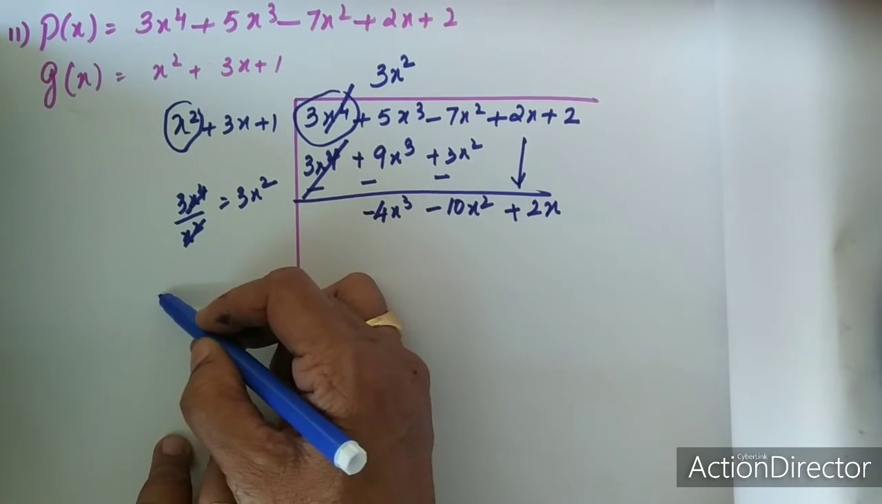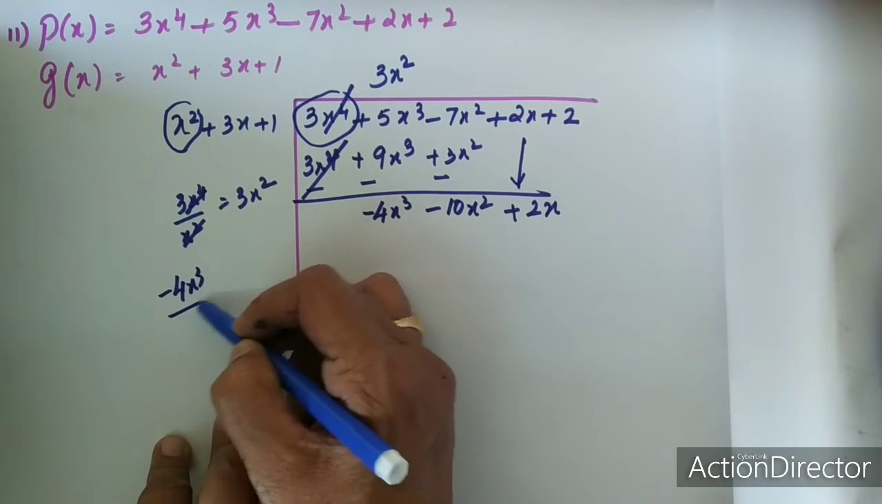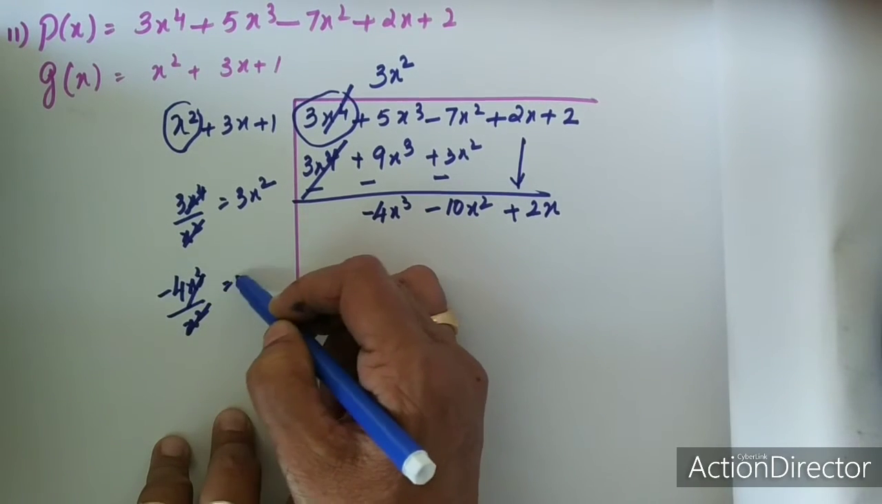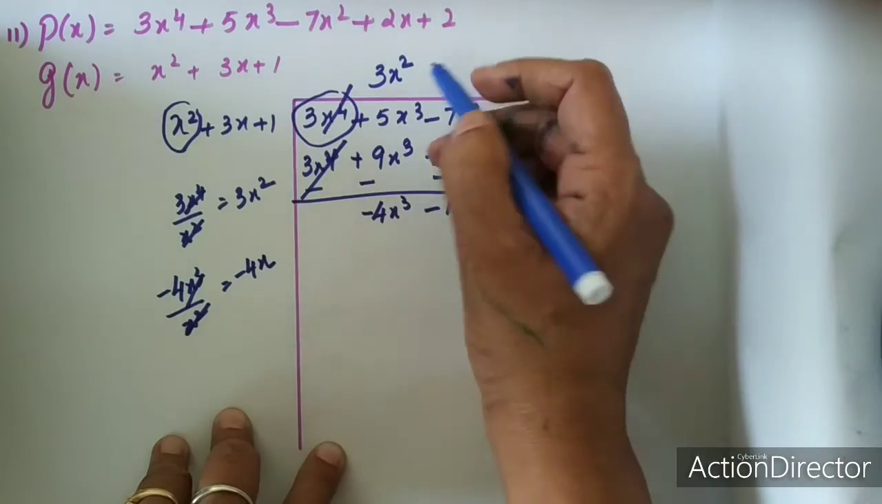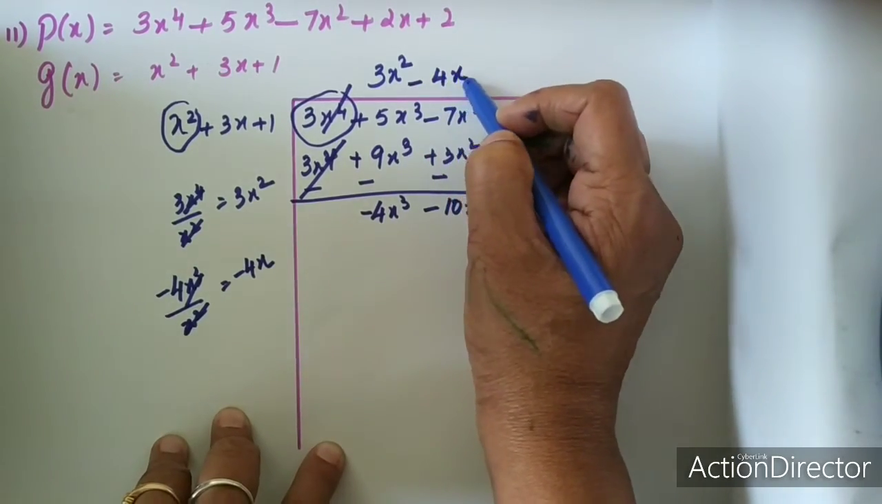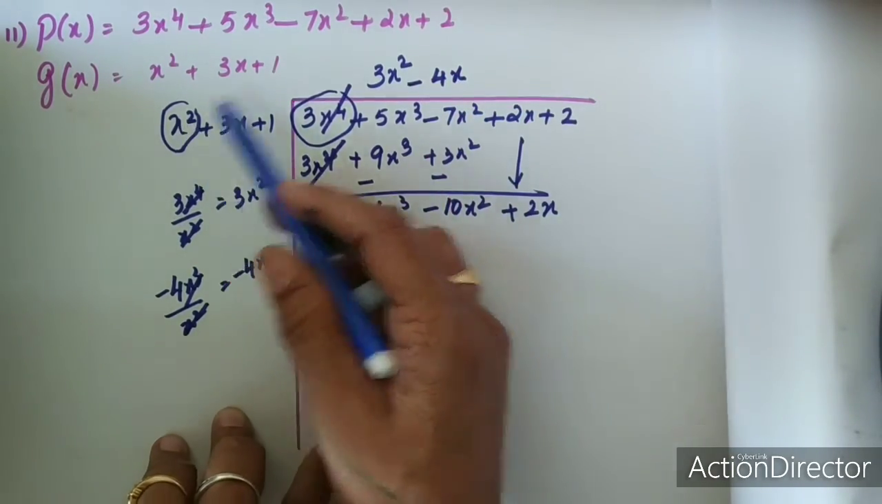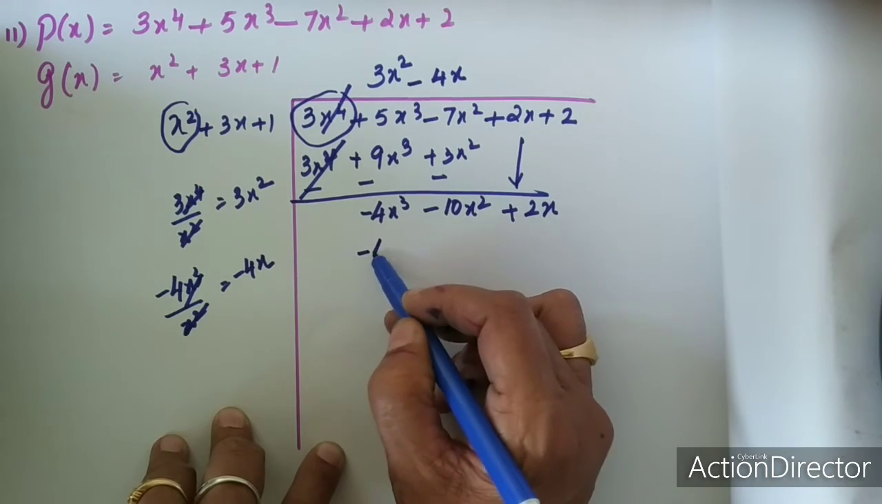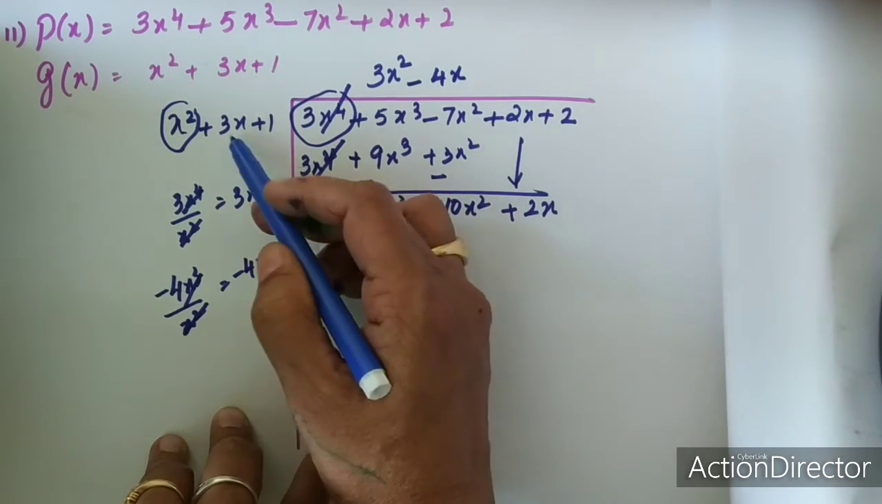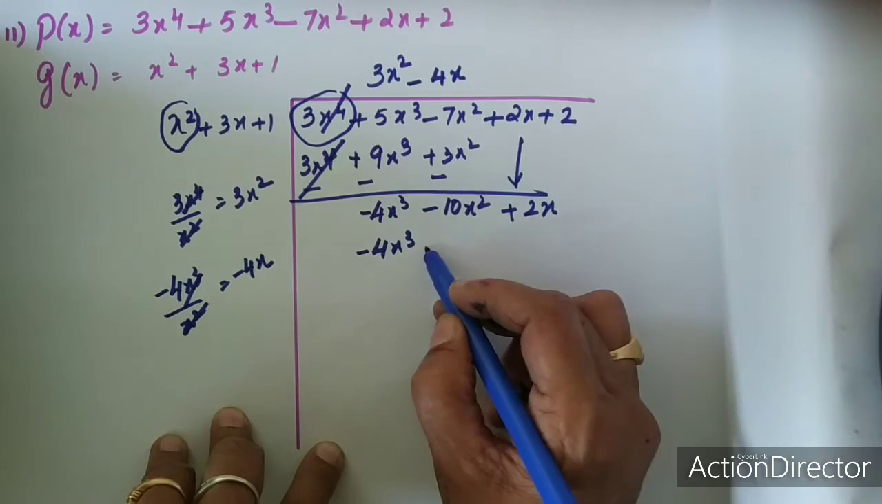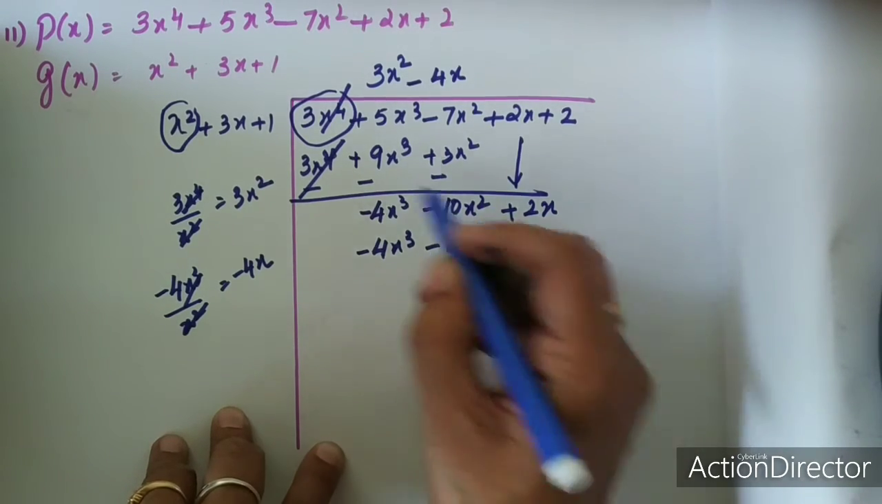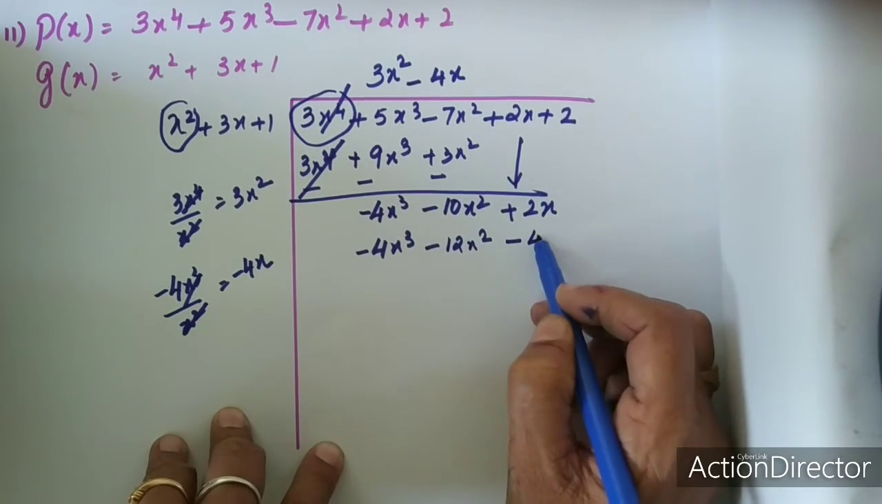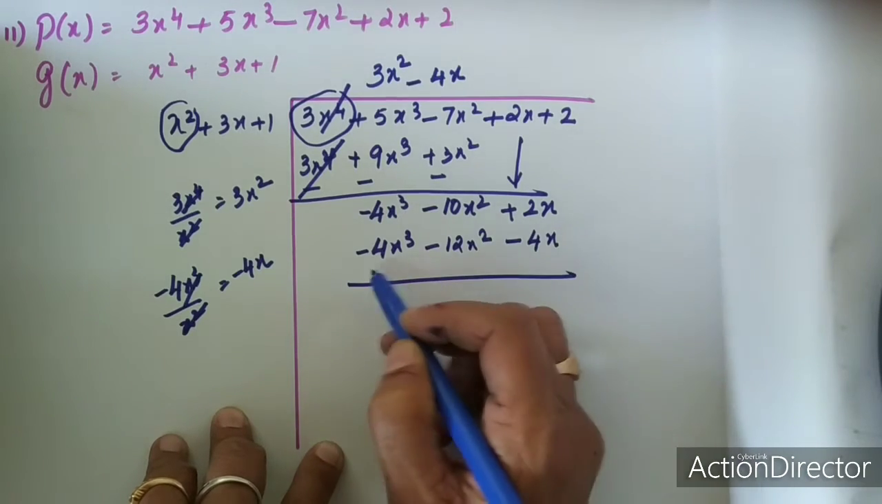So what is the next term in the quotient? Minus 4x cube divided by x square is minus 4x. So it is minus 4x. Let us multiply x square into minus 4x, which is minus 4x cube. 3x into minus 4x is minus 12x square. And 1 into minus 4x is minus 4x. Again change the sign.